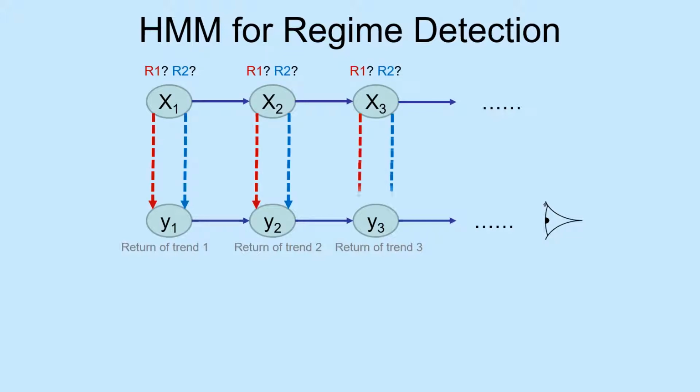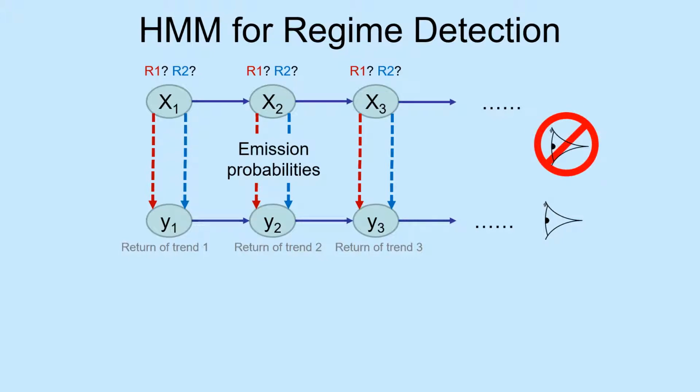Each state emits a return from a probability distribution. This is called the emission probabilities. The emission probability can be any distribution conditioned on the current hidden state. Unfortunately, we cannot observe the hidden state directly, nor do we know the emission probabilities.